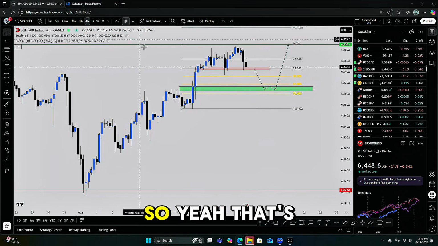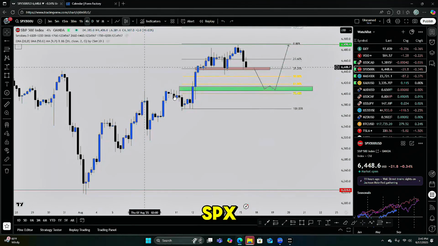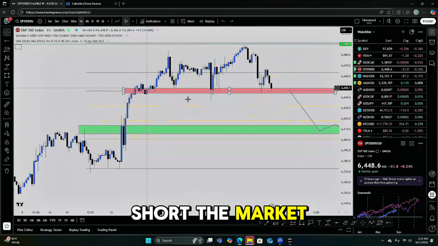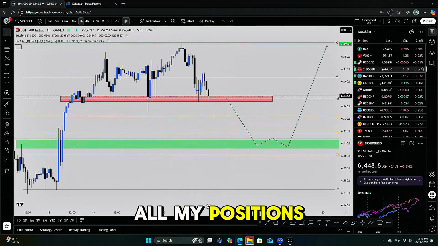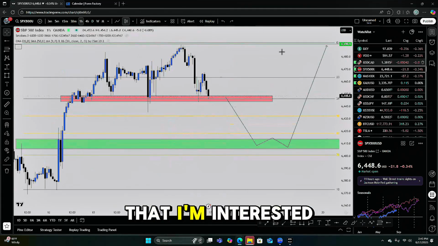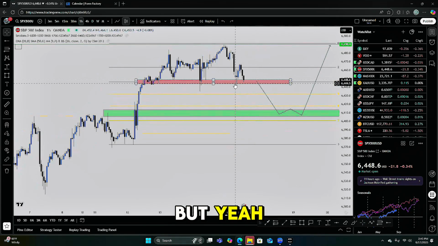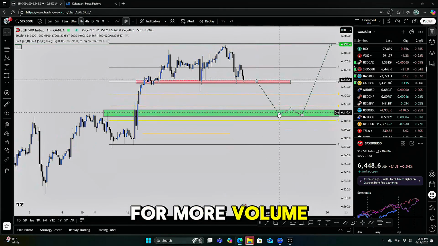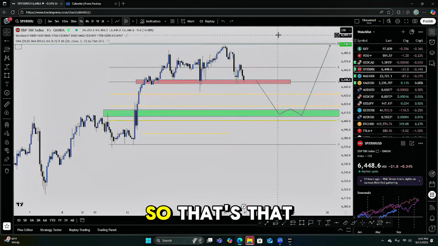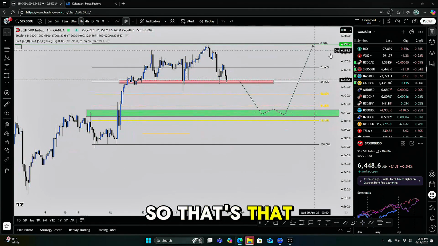So yeah, that's basically it for SPX. Am I going to short the market once it breaks this? We'll see. I will live trade that if I do. I'm going to live trade all my positions that I enter on these pairs that I'm interested in for the week. But I really believe it's going to come down for more volume and then go up. So that's that for SPX.